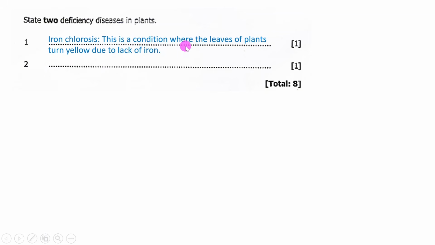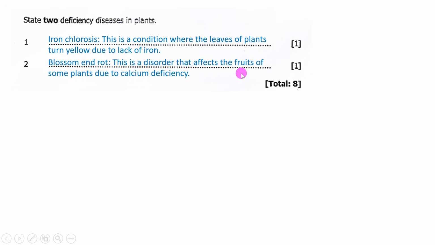This is a condition where the leaves of plants turn yellow due to lack of iron. Then number 2 is blossom end rot. This is a disorder that affects the fruit of some plants due to calcium deficiency.